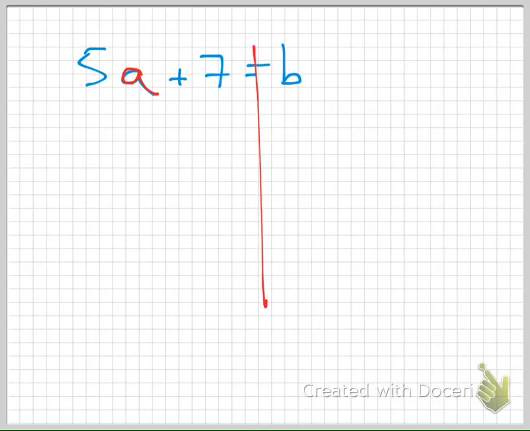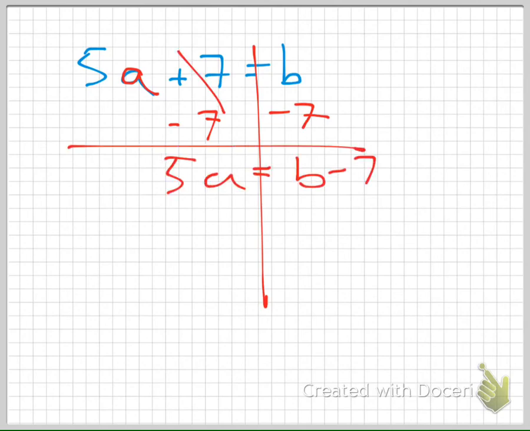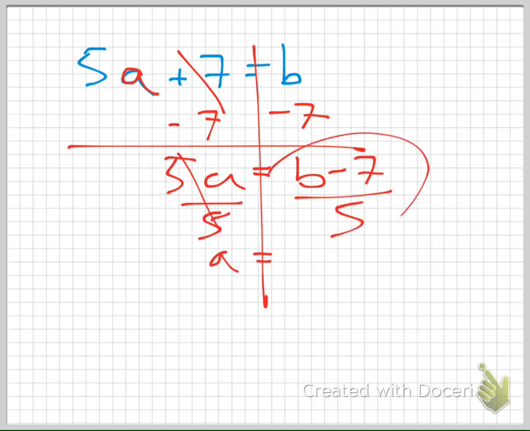Okay, what about this one then? This is going to be a mean one. No, it's not too bad. All right: 5a plus 7 equals b, and you're solving for a. So this one, line, solving for a, so minus 7. Rewrite it: 5a equals b minus 7. Divide by 5, a equals that, right?